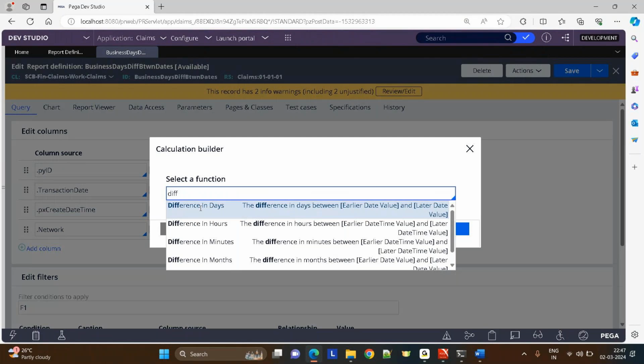Now there's a twist here. The requirement is the difference between two dates. It should consider only the working days, only the business days. So we want the business days difference between two dates, not just the difference between two days. So it should not consider weekends. It should not consider public holidays. Only the working days should be considered, and you should calculate the difference in two dates and give me the output. So that was the requirement.